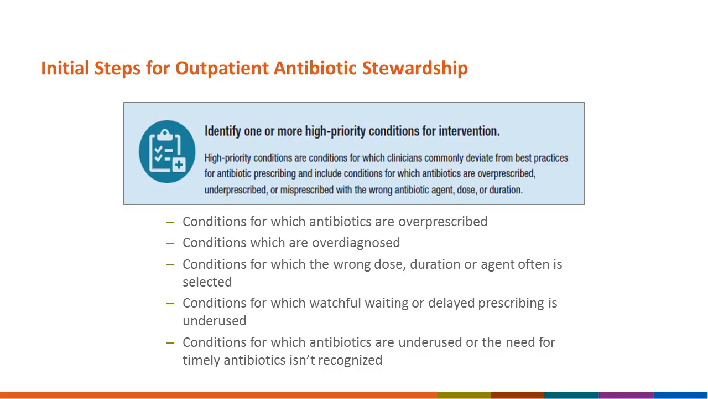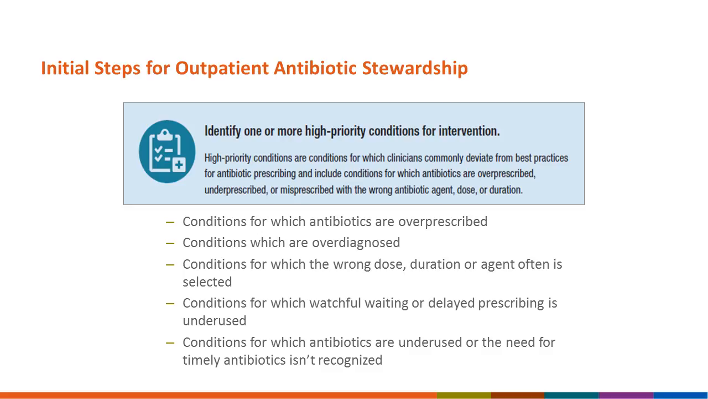Some examples of the types of conditions that often lead to inappropriate antibiotic prescribing are conditions for which antibiotics are overprescribed, such as acute bronchitis, a condition for which antibiotics are not recommended but are often prescribed. Conditions which are overdiagnosed, for example, streptococcal pharyngitis, which is sometimes diagnosed in the absence of confirmatory tests, such as a rapid strep test or throat culture. Conditions for which the wrong dose, duration, or agent is selected, such as when clinicians diagnose acute bacterial sinusitis and prescribe azithromycin, rather than amoxicillin or amoxicillin clavulanic acid as recommended by National Clinical Practice Guidelines.